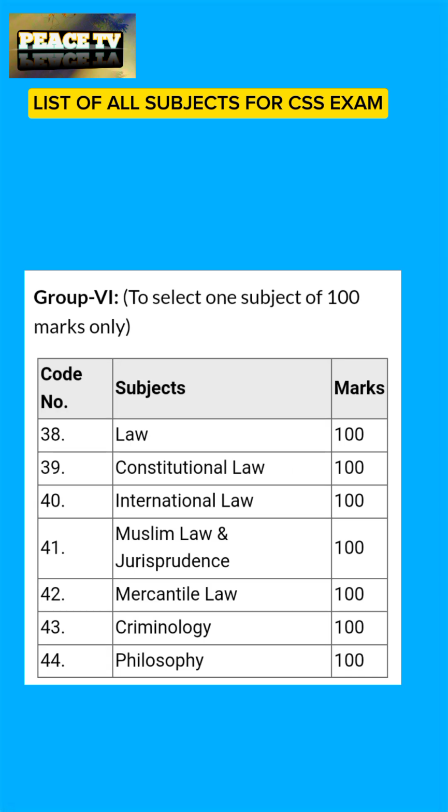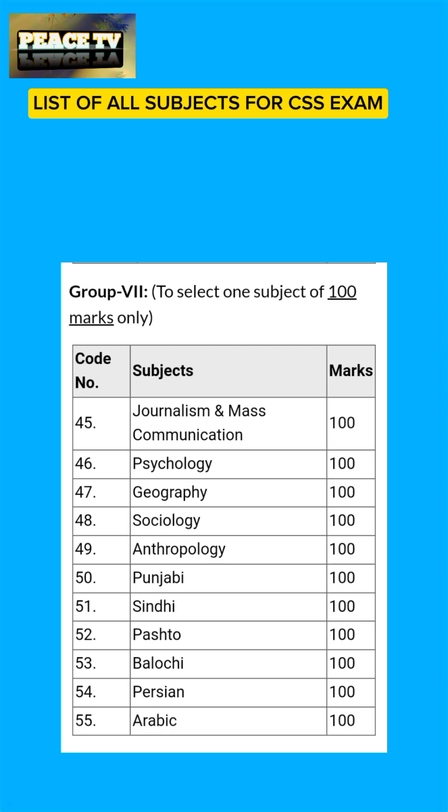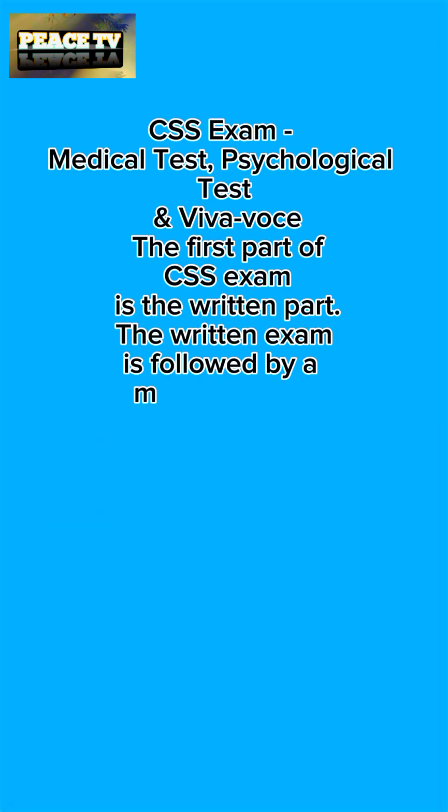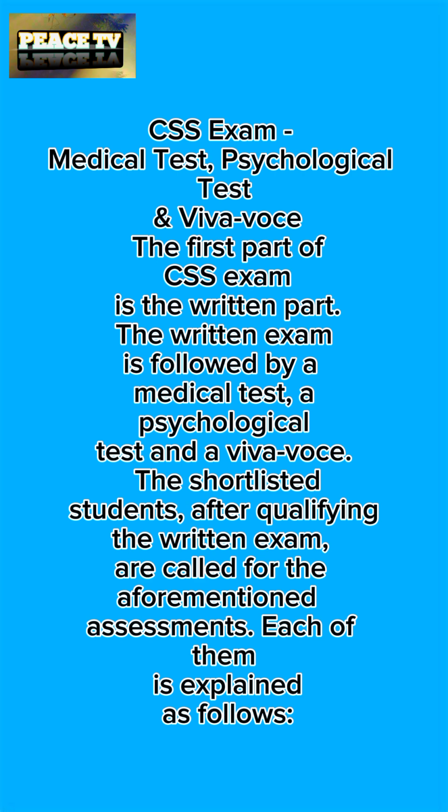Punjabi, Pashto, Sindhi, or Balochi, Arabic and Persian must be answered in the respective languages. However, translation questions, from the respective language to English, in the same papers must be answered as directed in the question. 3. There will be 20 MCQs in all compulsory papers except the paper of essay. There will be 20 MCQs in all optional papers except the papers of applied mathematics and pure mathematics.